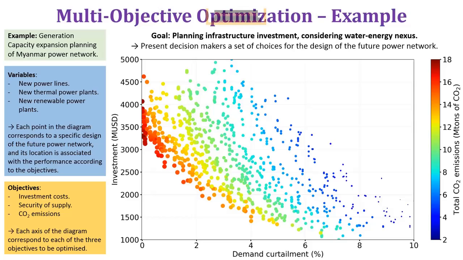The horizontal axis displays the demand curtailment, which is the quantification of the reliability of the system. The y-axis indicates the investment cost. And finally, the total carbon emission of each configuration is shown with different colors and also different sizes of the bubbles shown in the diagram. So every point in the diagram corresponds to a specific design of the future power network, and each axis of the diagram corresponds to each objective that we want to optimize.